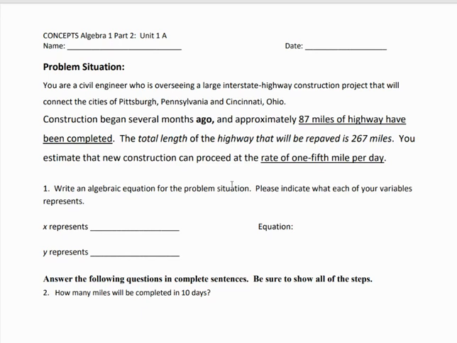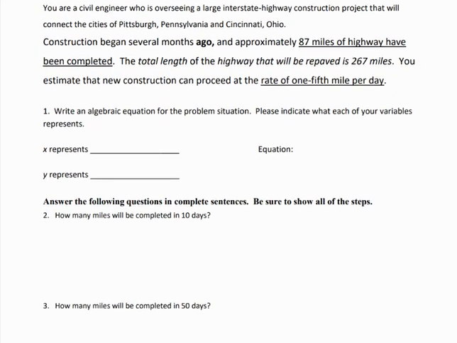You estimate that the new construction can proceed at the rate of 1/5 mile per day. Write an algebraic equation and expressions for your variables. So let's look at that. What do we think our two variables are? So are we talking about apples and oranges? What are we talking about?